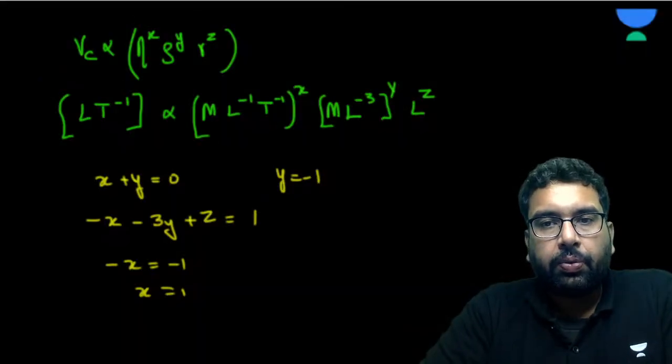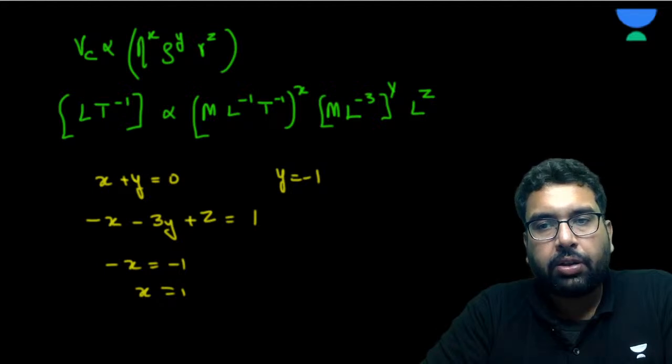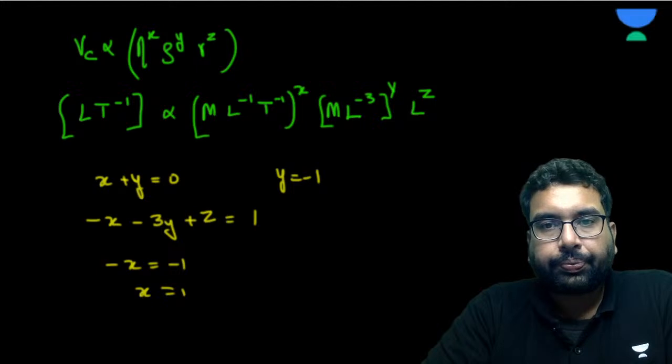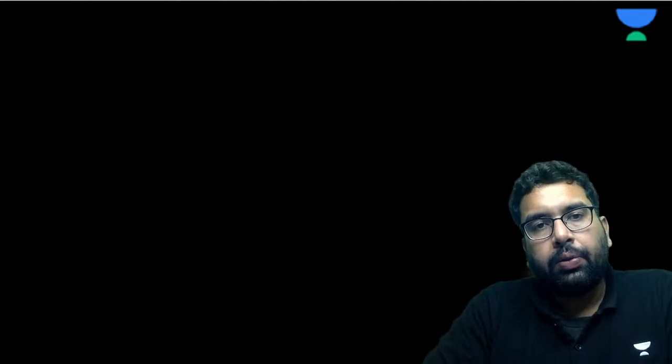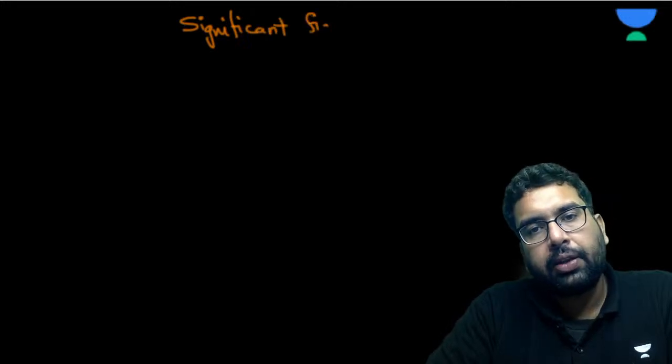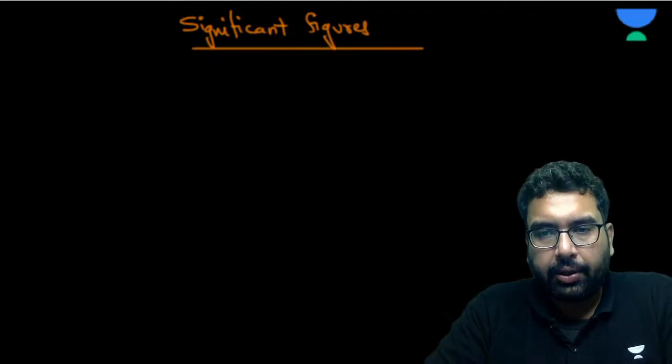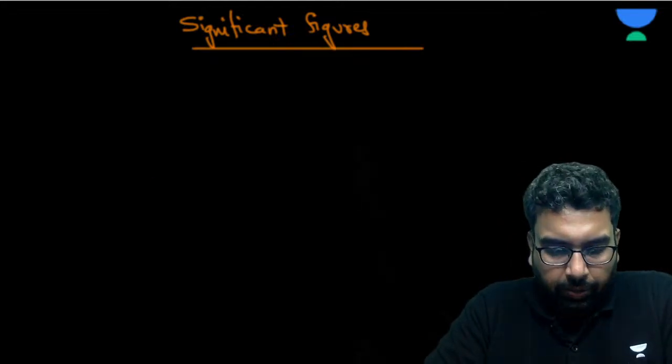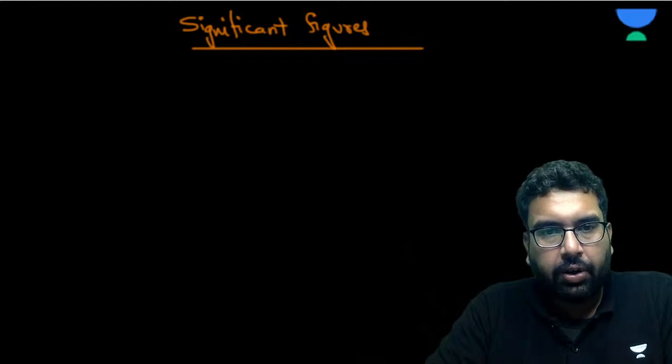This is one chapter where they talk about dimensions and all, right? Now there is one more chapter, that is of significant figures and errors. Okay, so see, all the live students, guys, this is a revision section. So I am going to have a quick revision of the things. This is now not a full-fledged session, right?